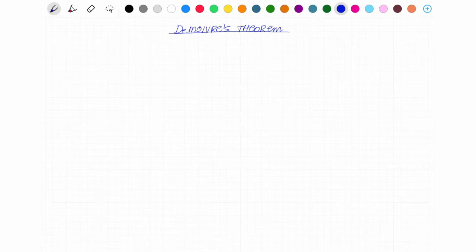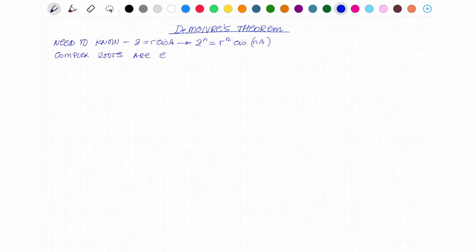Now, I need to know the theorem itself, and we're not going to prove it. That is in another video, but it's telling me that if I've got a complex number in polar form, then I can get the nth exponent of that number by doing r to the power of n cis of n a. What this is telling me is that complex roots of one equation are actually equally spaced in the complex plane.